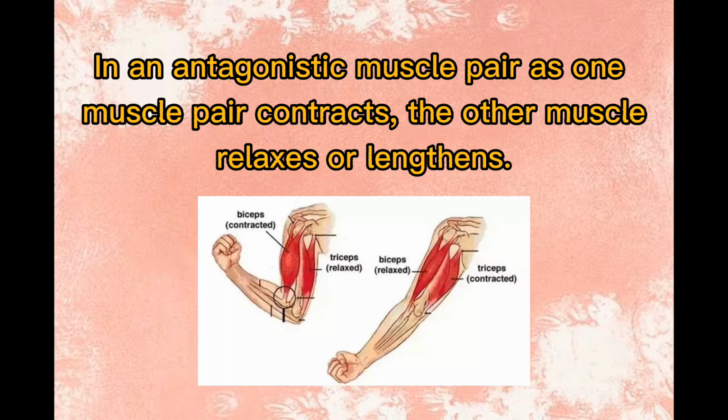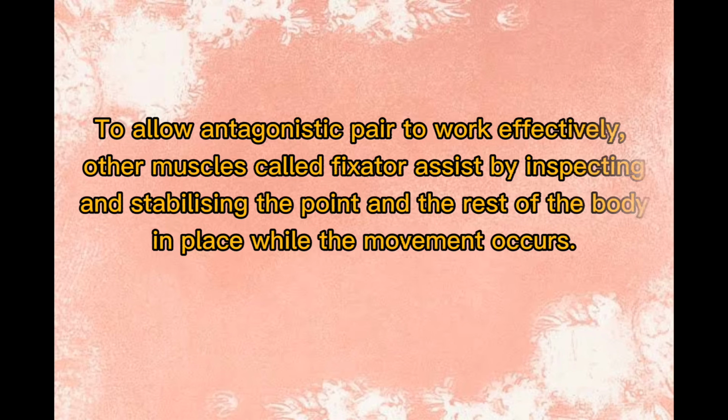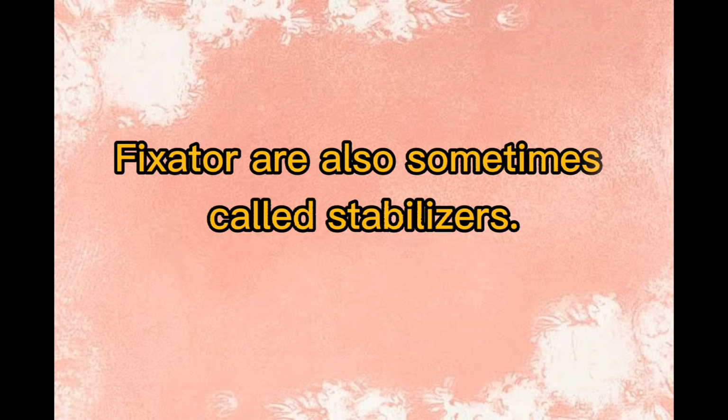In an antagonistic muscle pair, when one muscle contracts, the other muscle relaxes or lengthens. The muscle that is contracting is called the agonist, and the muscle that is relaxing or lengthening is called the antagonist. To allow the antagonistic pair to work effectively, other muscles called fixators assist by stabilizing the joint and the rest of the body in place where the movement occurs. Fixators are also sometimes called stabilizers.